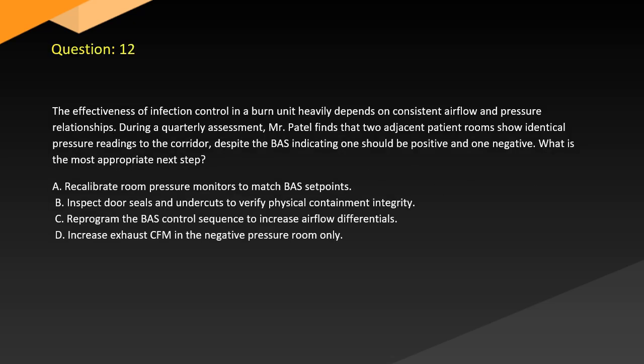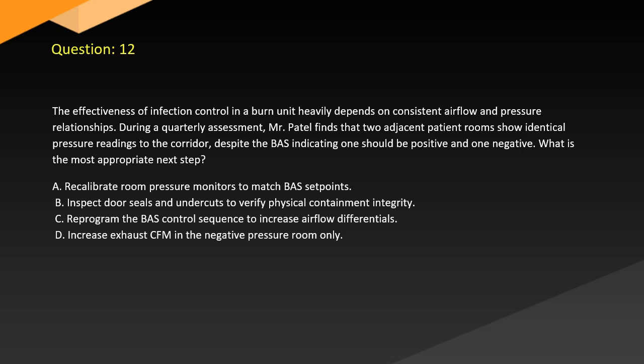Question 12. The effectiveness of infection control in a burn unit heavily depends on consistent airflow and pressure relationships. During a quarterly assessment, Mr. Patel finds that 2 adjacent patient rooms show identical pressure readings to the corridor, despite the BAS indicating one should be positive and one negative. What is the most appropriate next step?